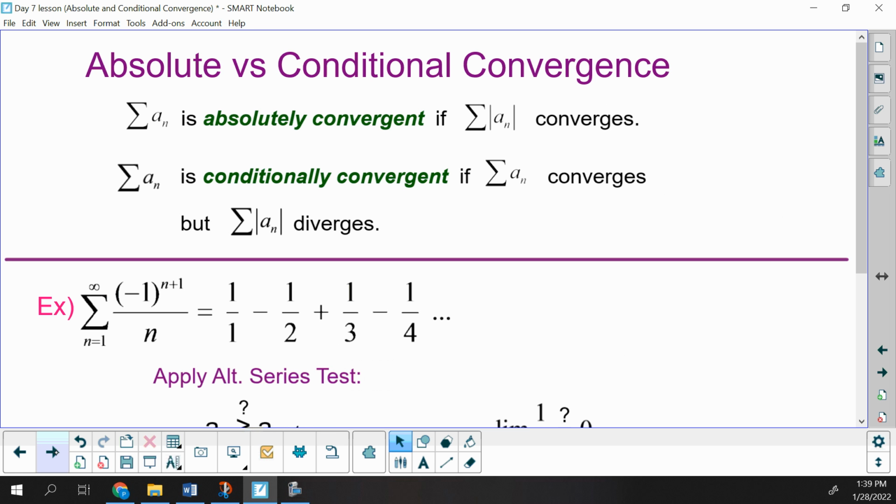All right, moving to our notes packets. Today's topic is absolute and conditional convergence.